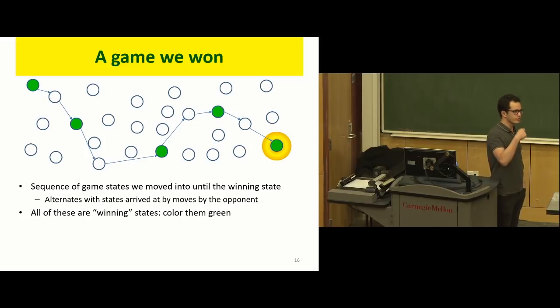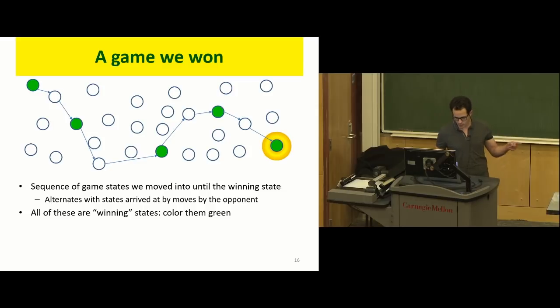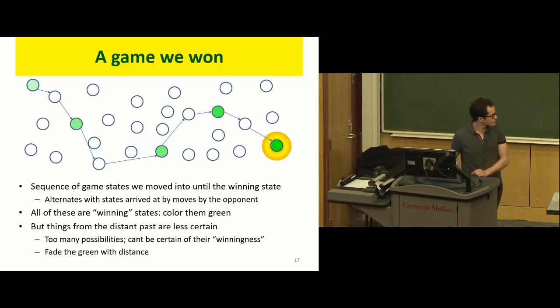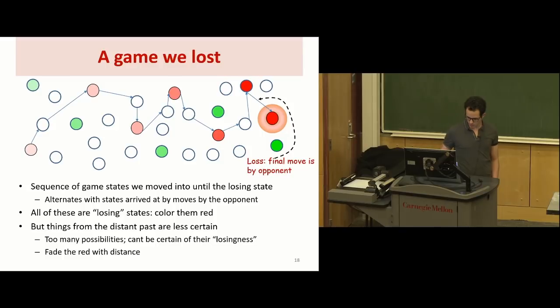But the more you go into the past, the more unpredictable the future is from that point. And so you can't be completely sure that the first or the second positions played a significant role in winning. So you're gonna make them green, but a little less, and you'll get a gradation of green colors for these board positions.